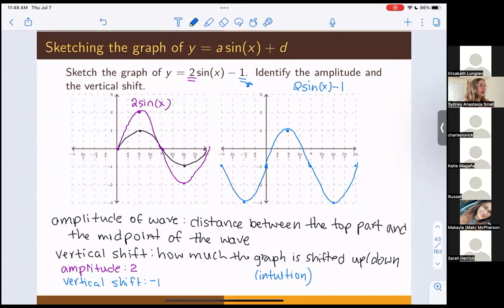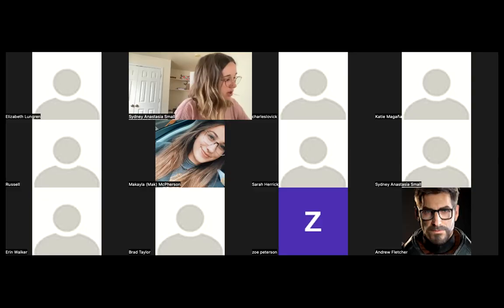Okay, I think this is a great stopping place for today then, because the next time we're going to really get into the meat of how to graph these, what they look like, and introducing some other parent functions like cosine, tangent, etc. But for now, I think this is a fantastic place to stop.